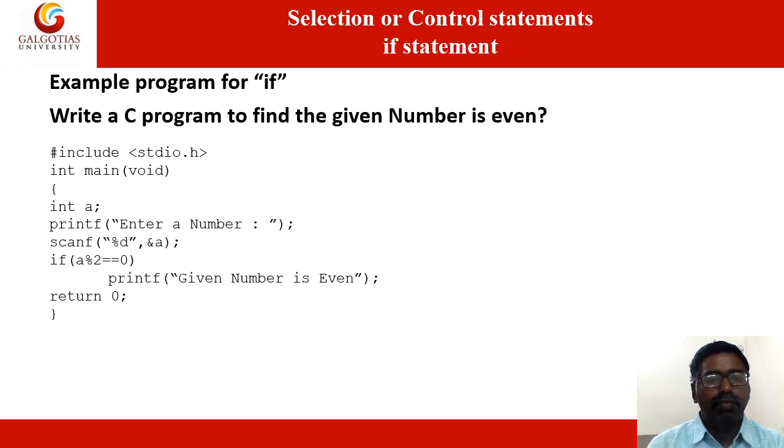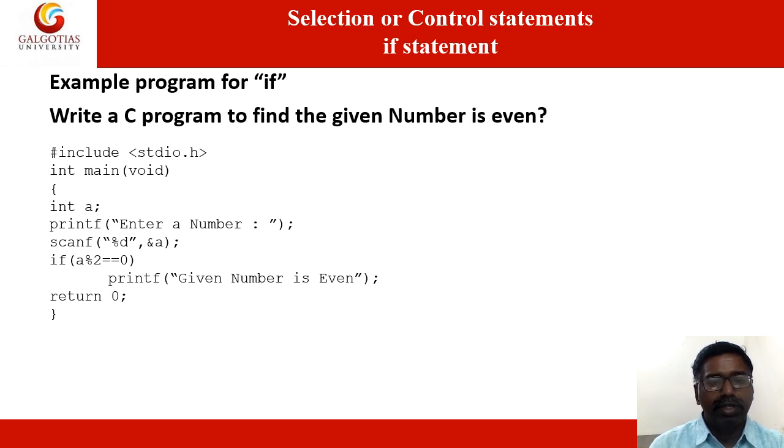An example program for the if statement is given here. The question is, write a C program to find whether the given number is even. So here we have to understand the user is going to give a number, and that number needs to be identified as either even or odd. So we get the user value, and then what logic can we apply? We can divide the number by 2. If we get a remainder, then it is an odd number. If it does not get a remainder, then it is an even number.